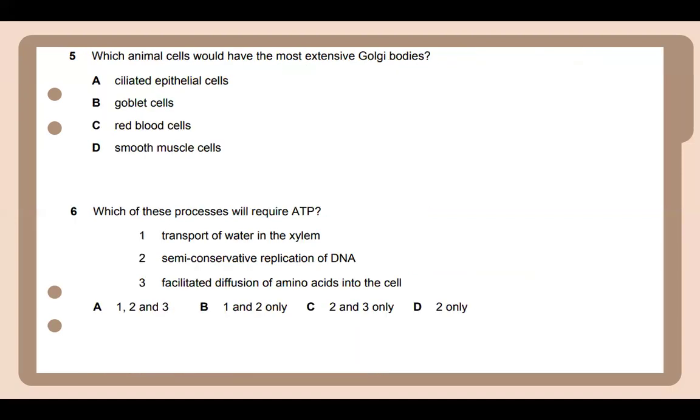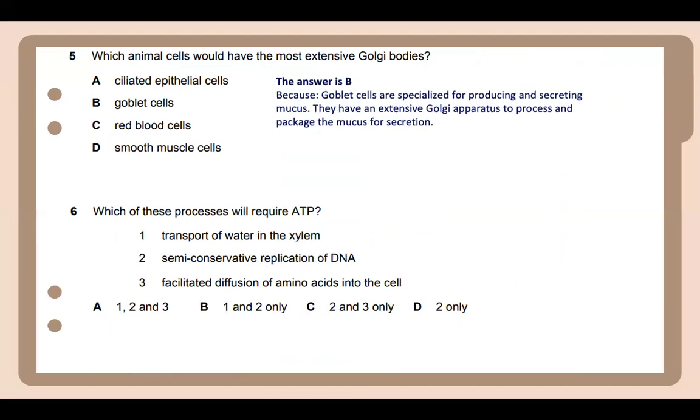Which animal cells would have the most extensive Golgi bodies? The correct answer is B because goblet cells are specialized for producing and secreting mucus. They have an extensive Golgi apparatus to process and package the mucus for secretion.